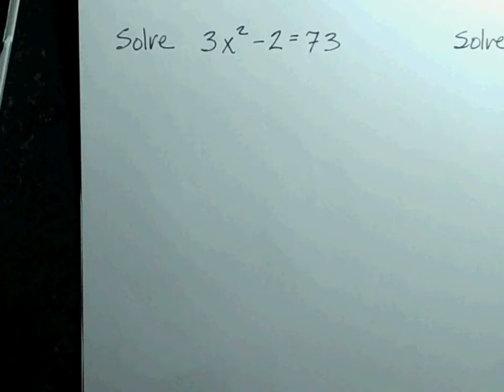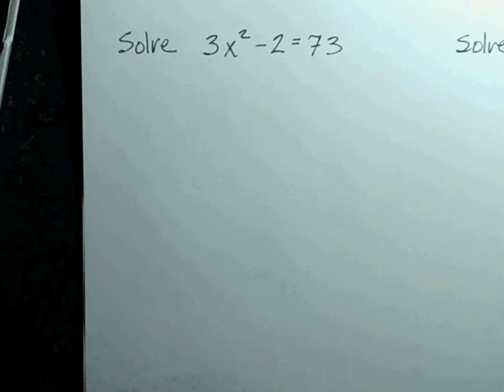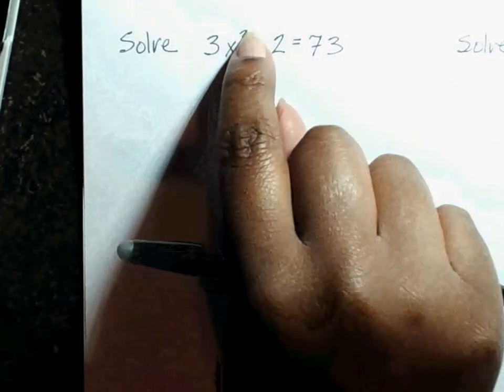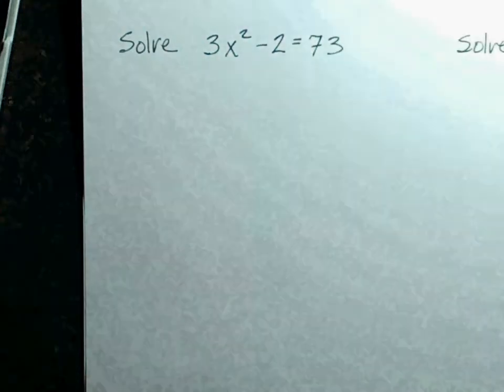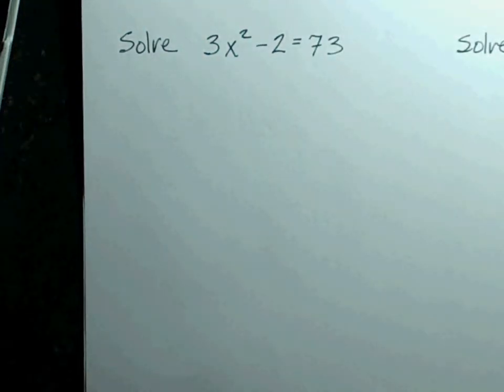Solve 3x squared minus 2 equals 73. You want to solve for x. What does x equal? Alright, let's do it. In order to solve this, I have to get x by itself. I'm noticing that there's an x squared here, so I know I'm going to have to take the square root sooner or later. I have to get the squared term by itself first.